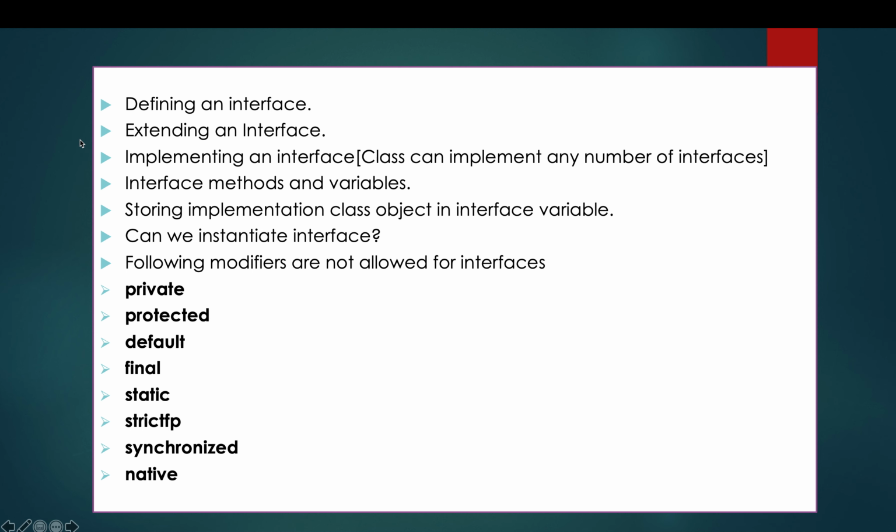Before the last point, let's see what we have covered so far. We have seen how to define an interface, how to extend an interface, how to implement an interface using a class. We have seen what the methods and variables of an interface are, how to store the implementation class object in an interface, and whether we can instantiate an interface. The last point: there is a list of modifiers which are not allowed for interfaces. Those are private, protected, default, final, static, strictfp, synchronized, and native.